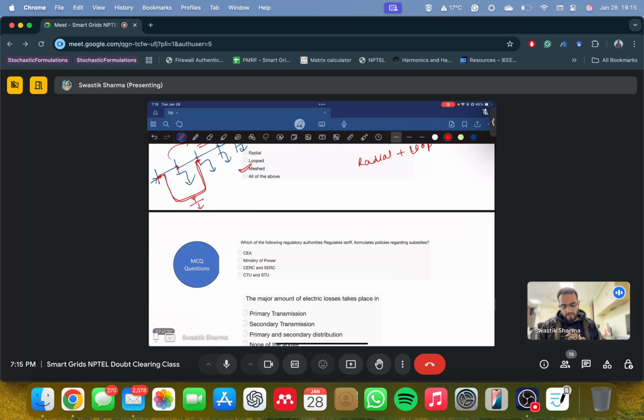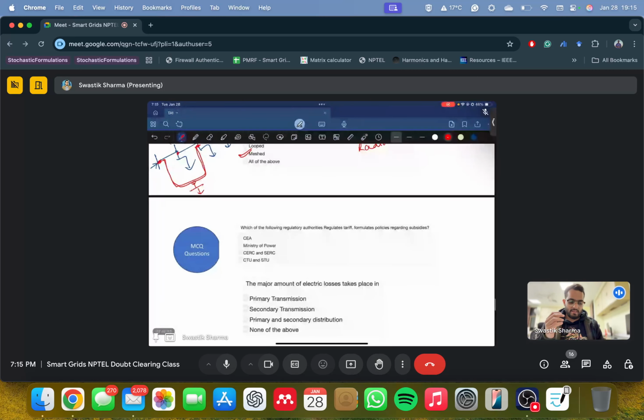Next, which of the following regulatory authorities regulates tariff, formulates policies regarding subsidies and stuff like that? Ministry of Power. No.